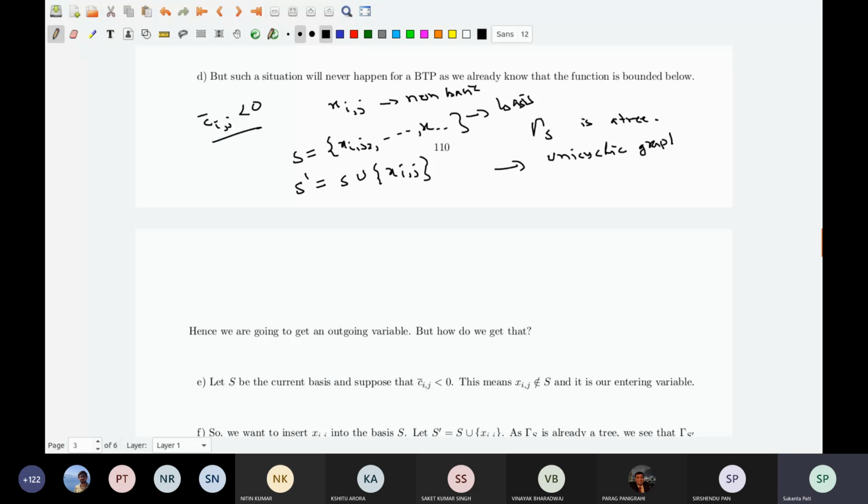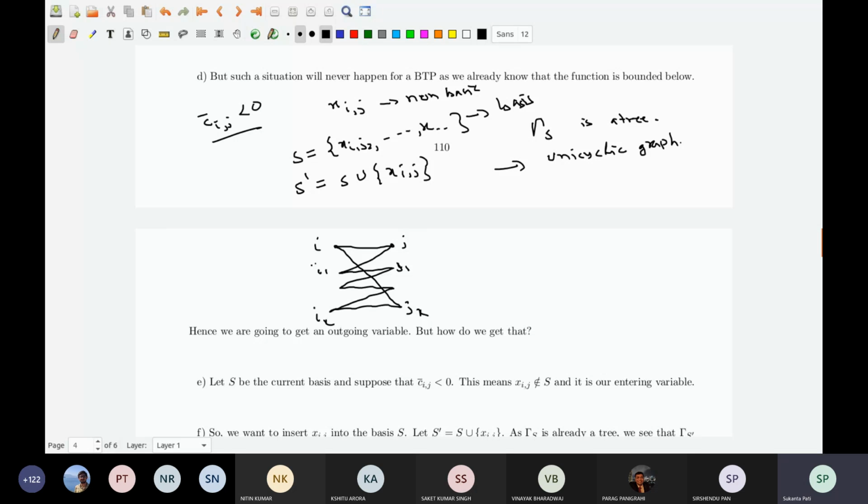So what happens now? What cycle have you created? Now I have introduced Xij, and because the earlier graph was a tree, it has created a cycle. So suppose this is the cycle it has created, like this. This is I1, J1, and then finally Ik, Jk, and Jk to I. This is the cycle it has created. Fine, no problem.